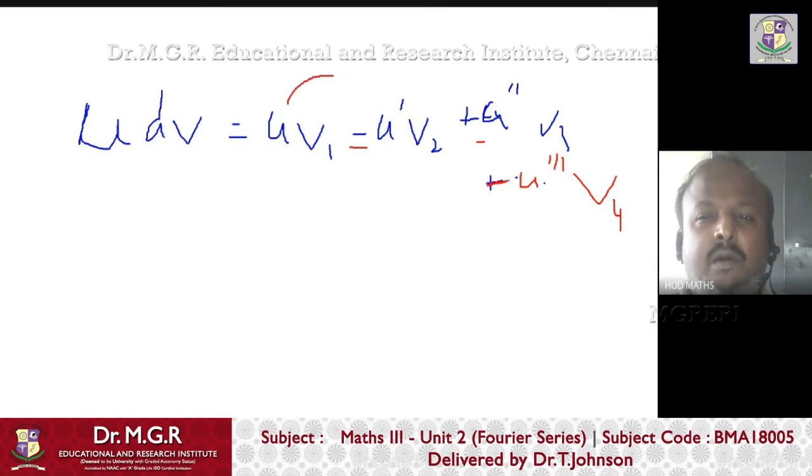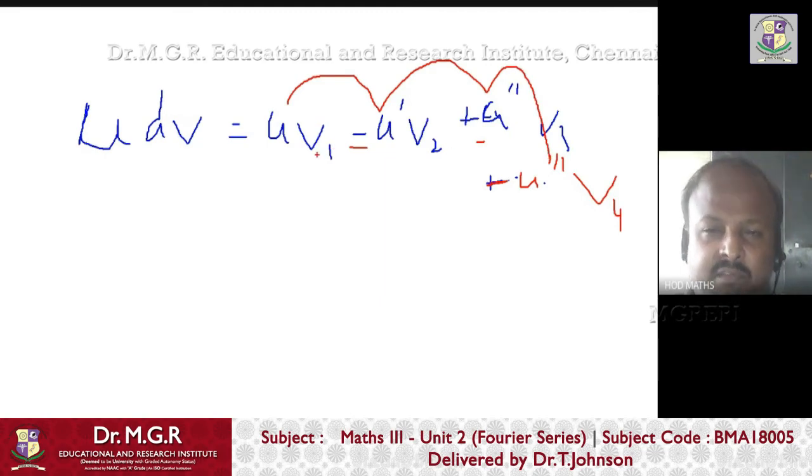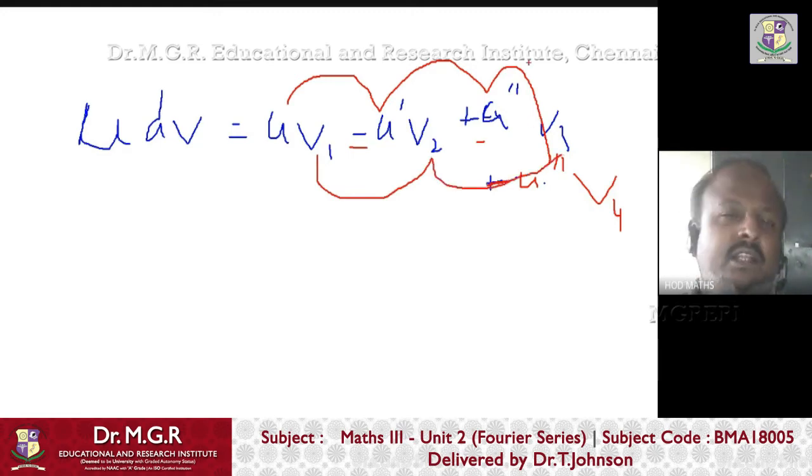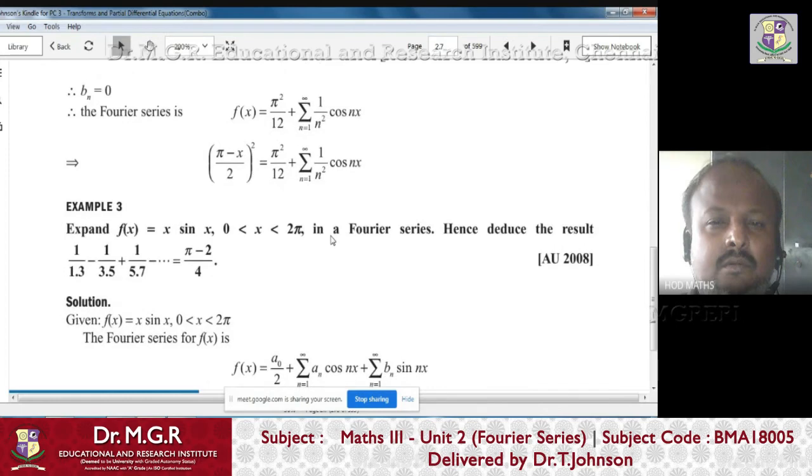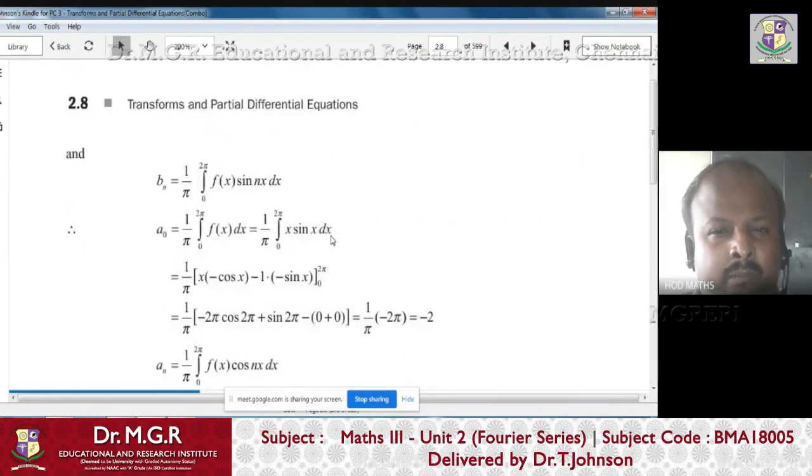So you take one thing as u, another thing as dv. You have to keep on differentiating u, and then you will get u dash, u double dash, u triple dash. Similarly, whatever you are taking as dv, you have to integrate. You will get v1. Then integrate v1, you will get v2. Integrate v2, you will get v3, and so on. So now using this, we are going to solve the problem.